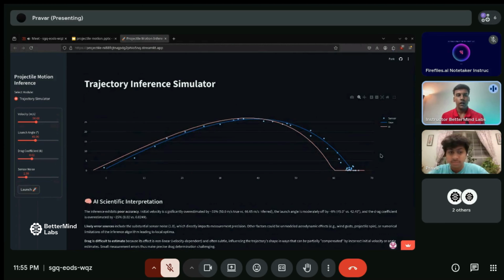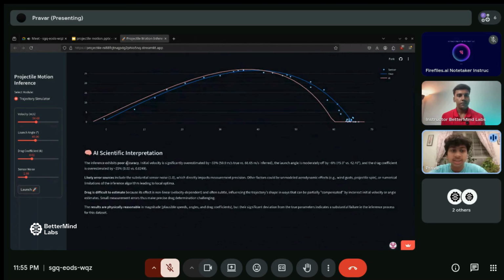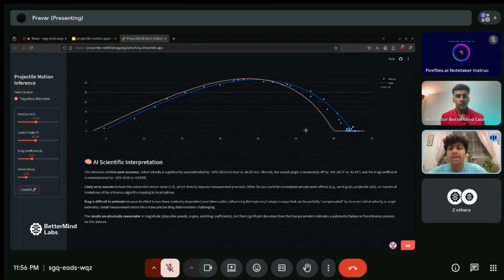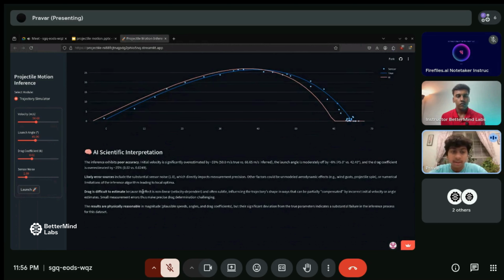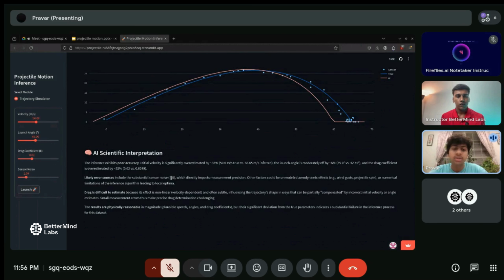Yeah, so underneath you can see the AI scientific interpretation. It did identify that it had poor accuracy since our model has a tendency of overestimating velocity, but the sensor noise was tuned decently high to 1.0, which is very unrealistic in real life scenarios. But for the sensor noise and the data, it did a good job since the drag is also difficult to estimate in this scenario.